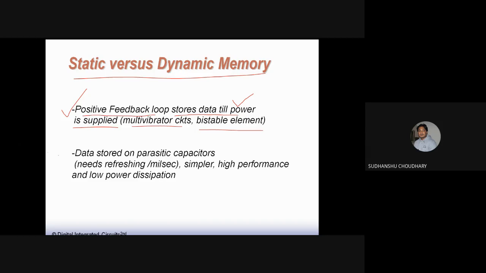Now for a dynamic memory, you will find that data is stored on parasitic capacitor elements. So that is why the data needs refreshing, because the capacitor will lose its charge after some time. So it needs refreshing in maybe some milliseconds or nanoseconds, depending upon the circuit and the size of the capacitor. And the important point with respect to dynamic memory is that dynamic memories are simpler, high performance, high speed, and also have lower power dissipation, right? But yes, they are not very robust, and also they are not reliable.